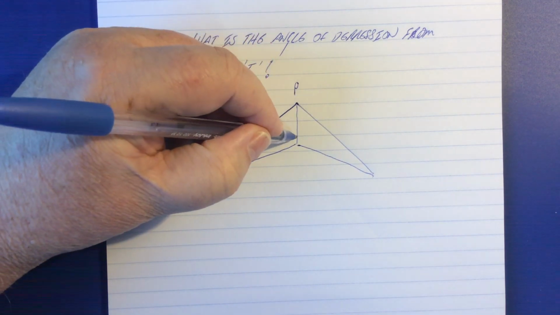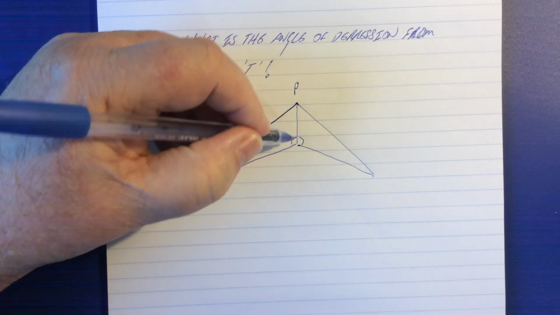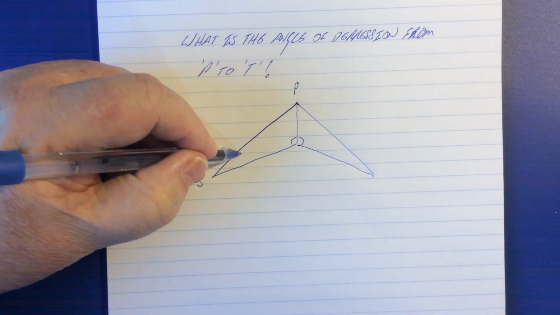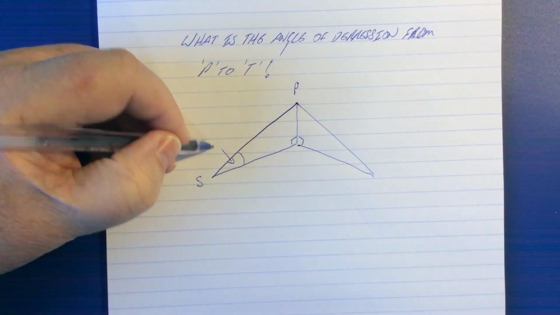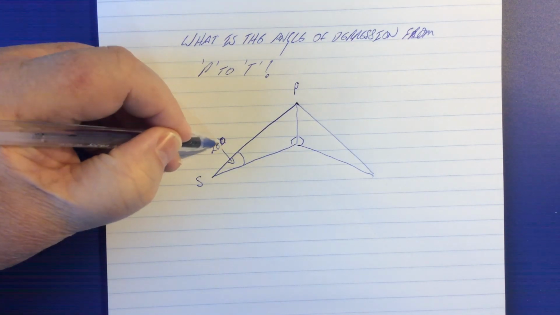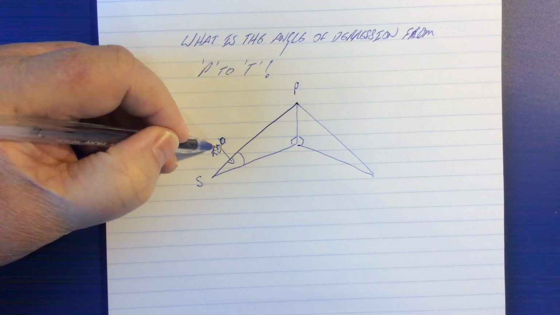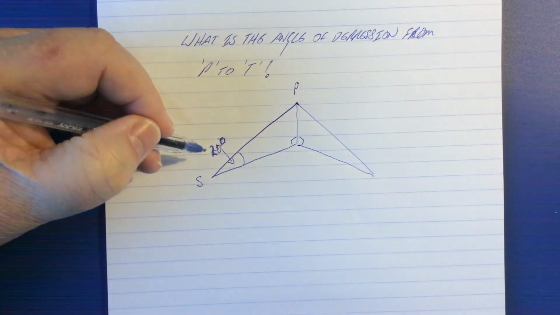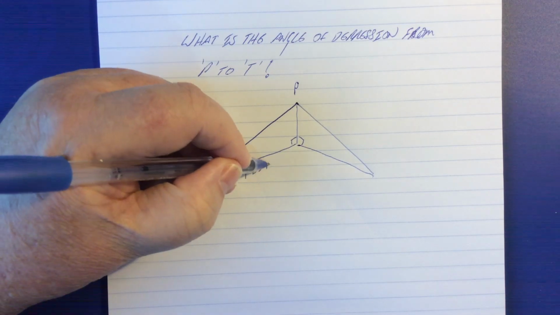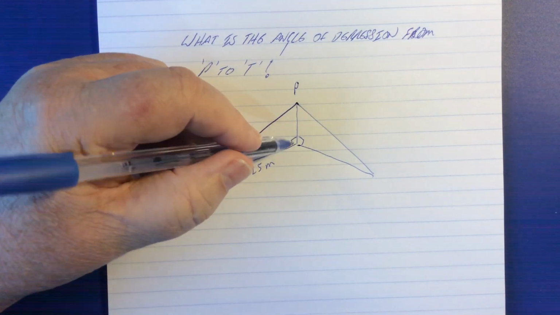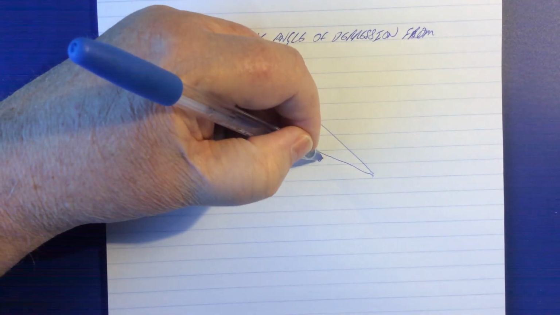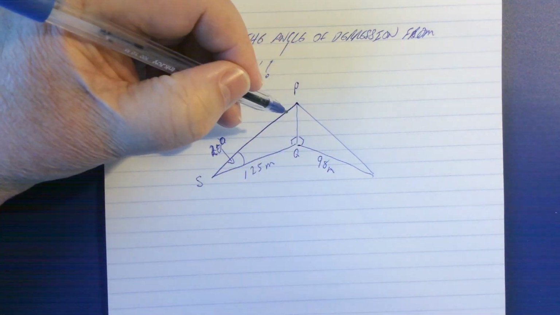This is point P, that's a right angle, and that's a right angle. This is S, and in there is an angle of 20 degrees. Why am I writing percentages? My word. 20 degrees. Mind is not in the game today. That is 125 meters long, from there to there, which is point Q. And this is 98 meters.